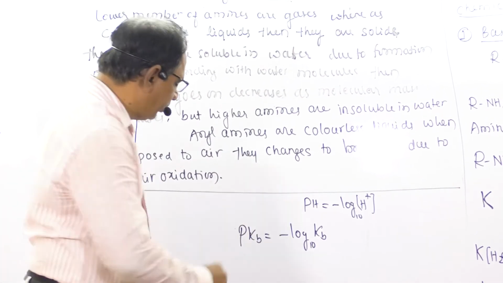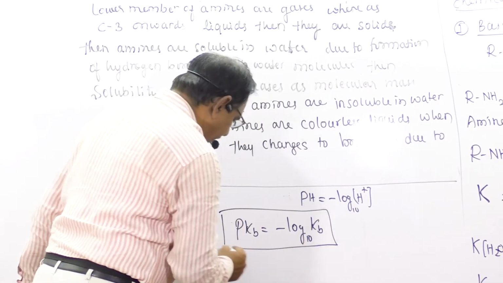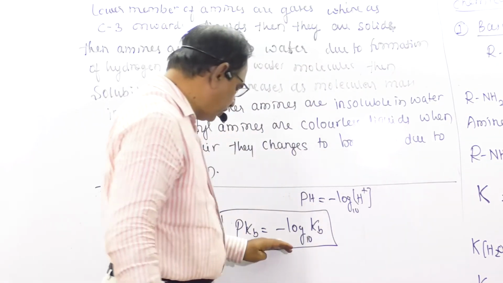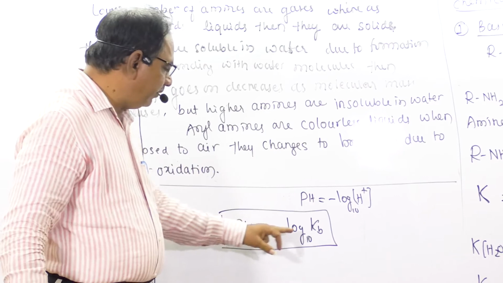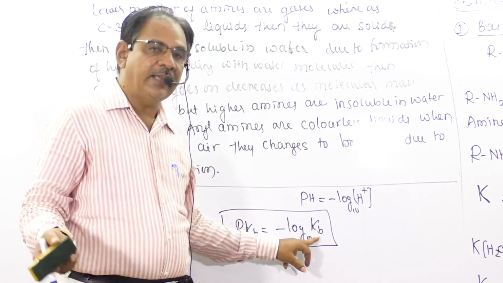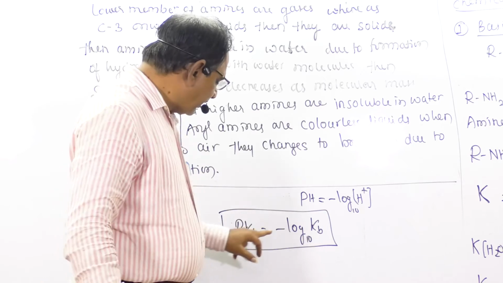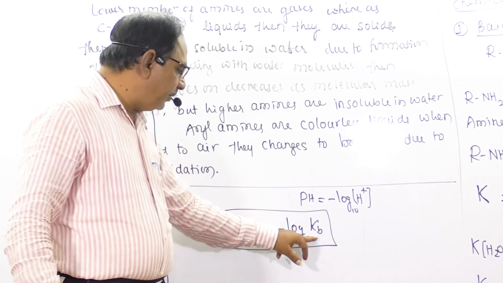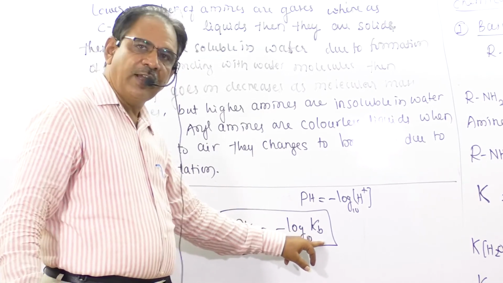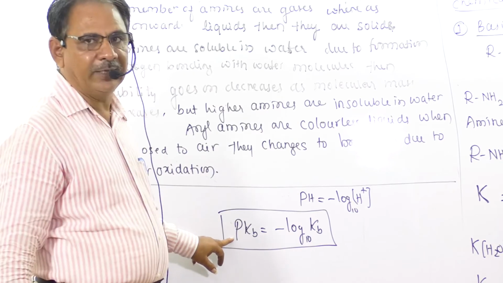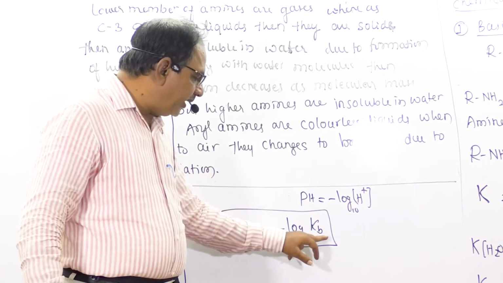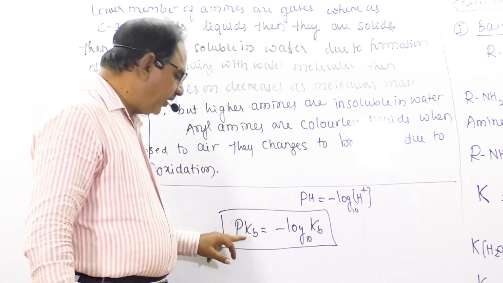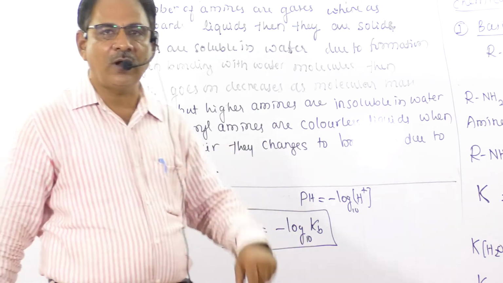Using this equation, you can also calculate the basic strength of amines. As the Kb value increases, the basic character increases. As the Kb value decreases, the basic character decreases. The larger the value of Kb, the smaller the pKb value. So the amines having a lower pKb value are strong bases.